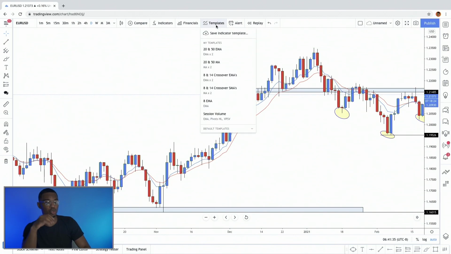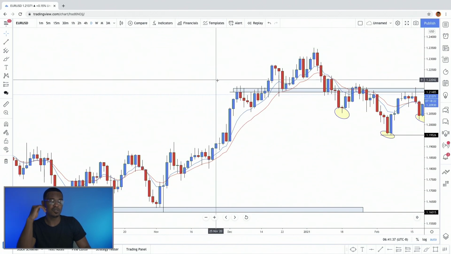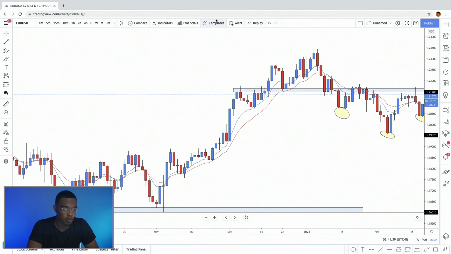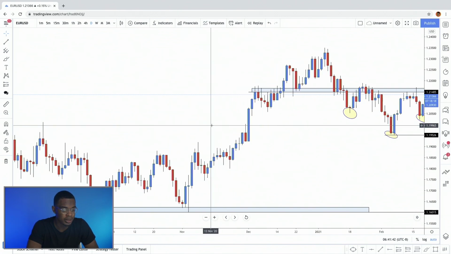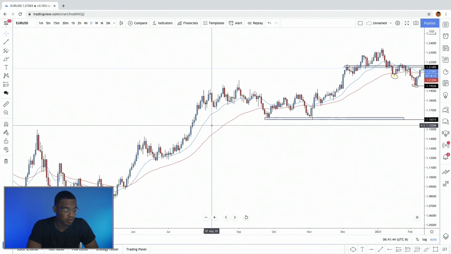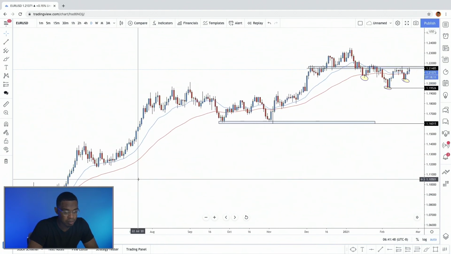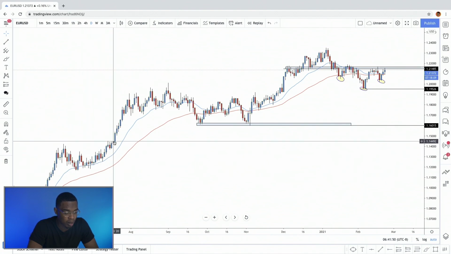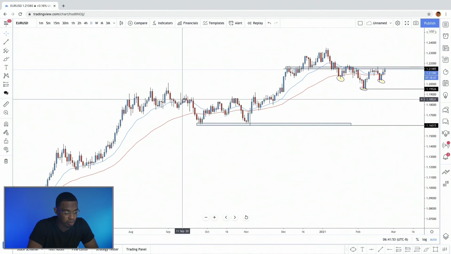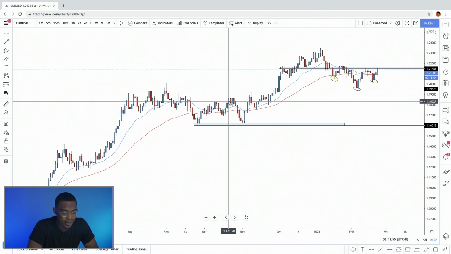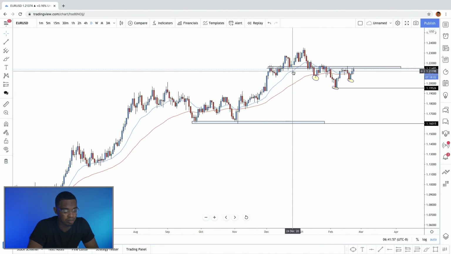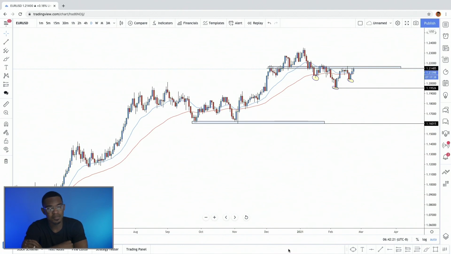Now, I do use longer moving averages for longer term direction. So for example, if I click this 20 and 50 EMA, it tells me that for a long time, since last May, price has constantly been trading up. Even though we have all of these retracements and price drops down, price has been consistently trading up since May of 2020.